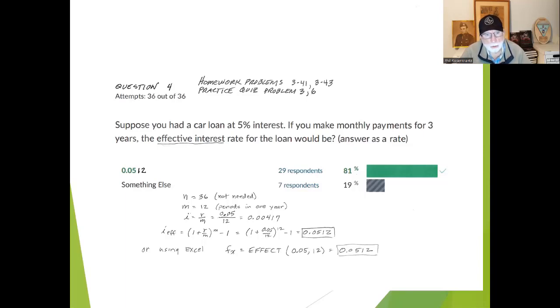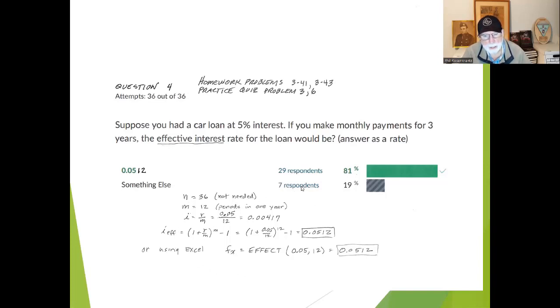Let me start with question number 4. That was a question where you needed to find an effective interest rate. You can see on the screen, with my cursor, the correct answer on the left, and there's a little bit of wiggle room on how far off you can be and still get it correct. 29 people got it correct, 7 people got it wrong. Here you can see the solution.